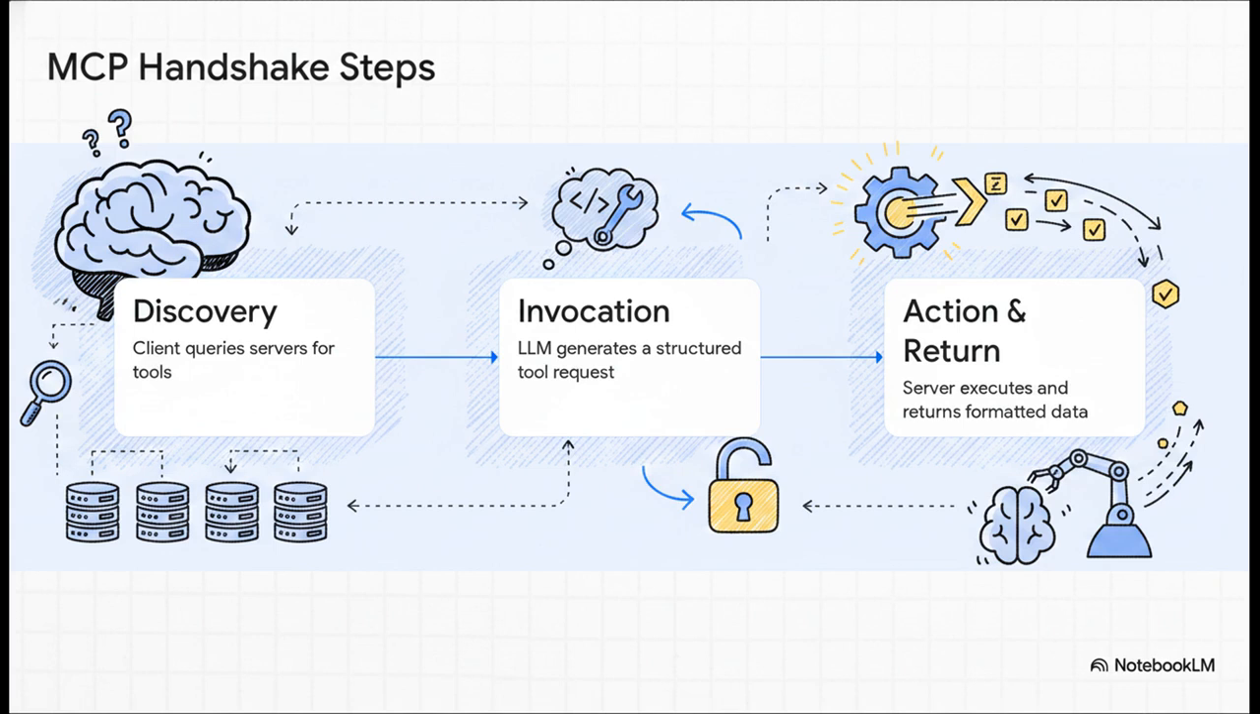Let's just walk through this invisible handshake step by step so you can really visualize the lifecycle. Step 1 is request and discovery. The LLM realizes, hey, I need outside data. So the MCP client queries the available servers to see what tools are actually hanging on the tool belt. Step 2 is tool invocation. The LLM generates a structured request to use a specific tool, like running a database query. And step 3 is action and data return. The MCP server executes that secure action out in the external system and then passes the beautifully formatted data right back into the agent's context window.